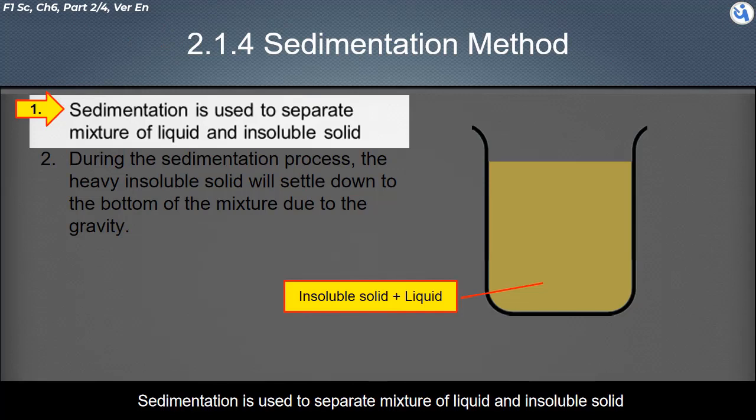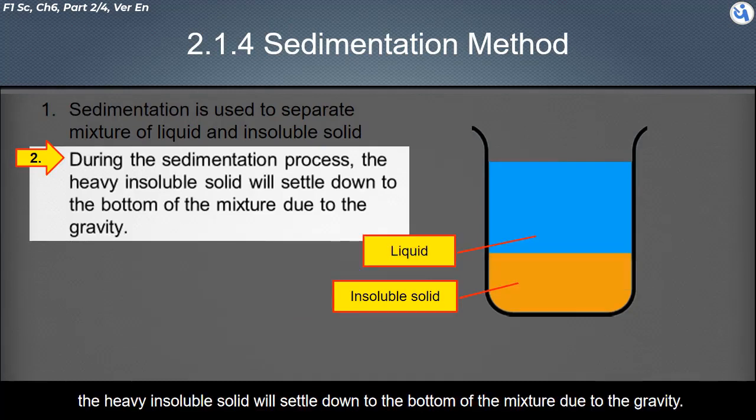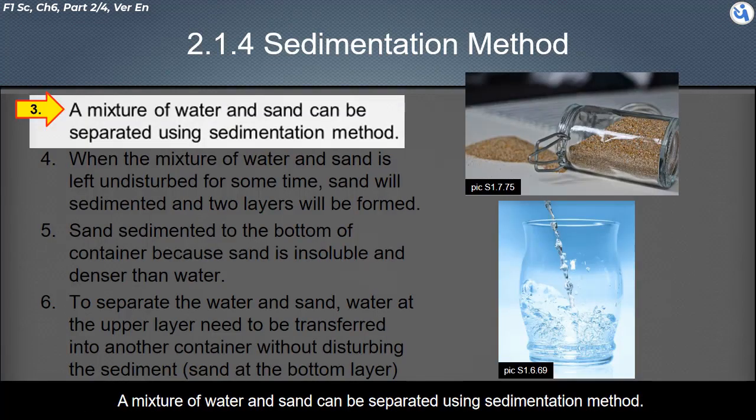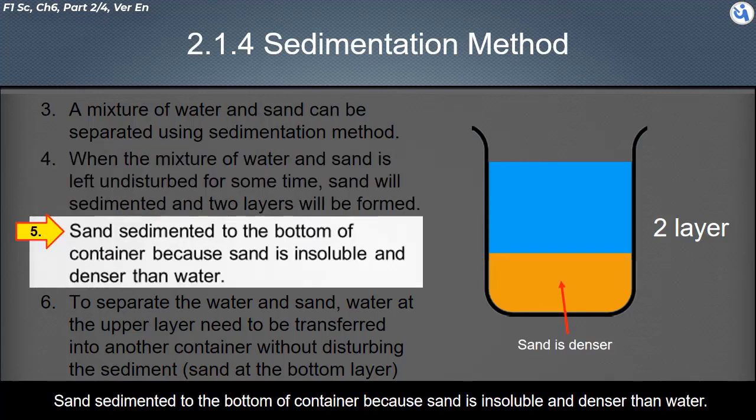Sedimentation is used to separate a mixture of liquid and insoluble solid. During the sedimentation process, the heavy insoluble solid will settle down to the bottom of the mixture due to gravity. A mixture of water and sand can be separated using the sedimentation method. When the mixture of water and sand is left undisturbed for some time, the sand will sediment, and two layers will be formed. Sand sediments to the bottom of the container because sand is insoluble and denser than water.